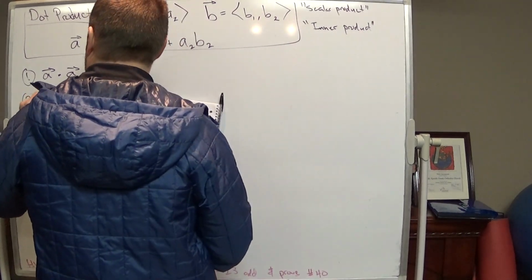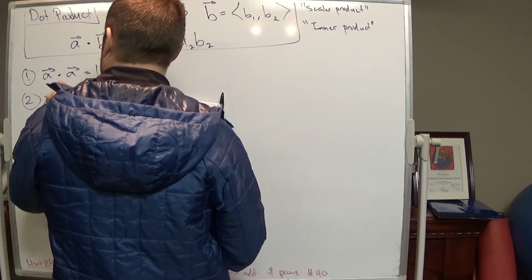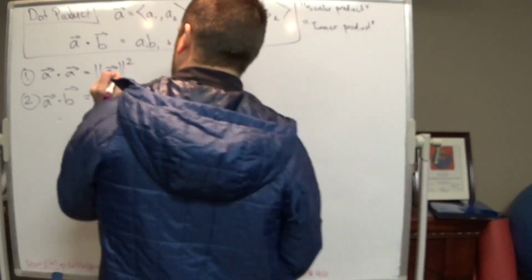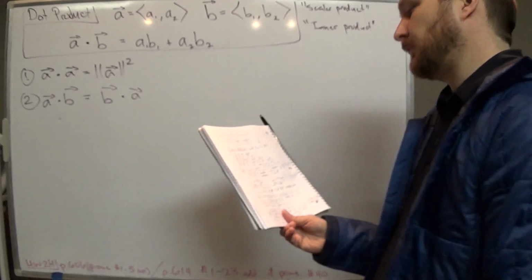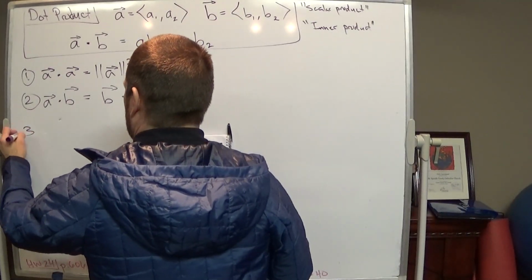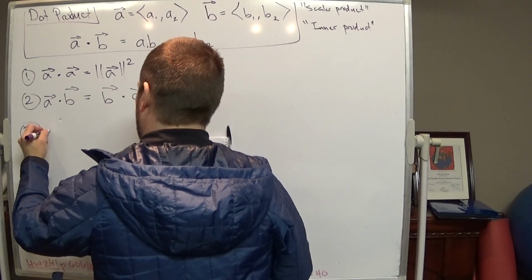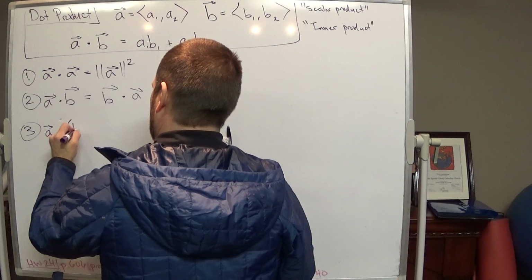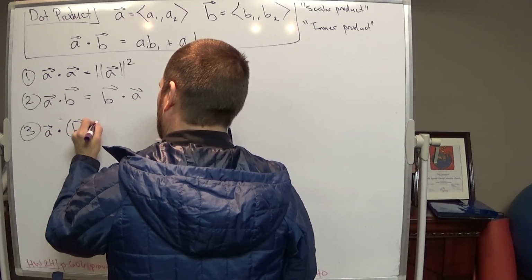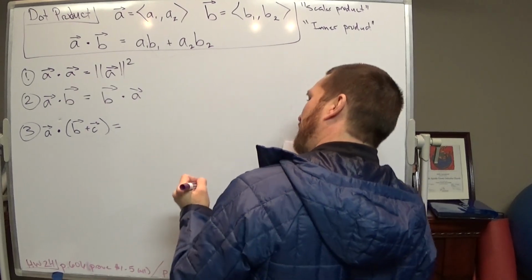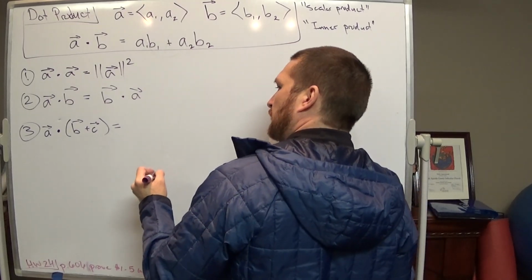Now, A dot B is indeed equal to B dot A. But we don't know that. We have to show that that's true. Here's one. A dot (B plus C) is equal to, can anybody take a guess what that might be? A plus B dot C?